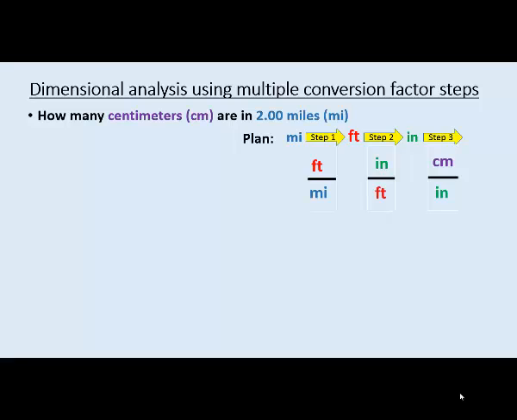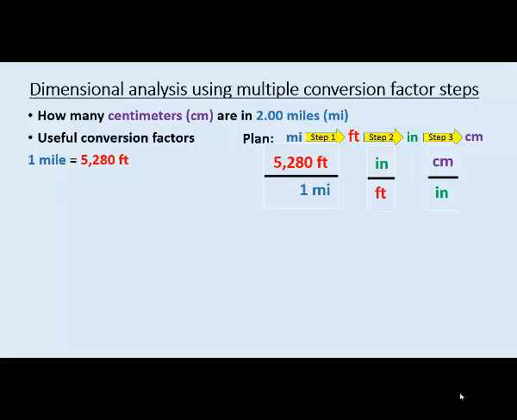So let's consider some useful conversion factors that will help me achieve this plan. The first conversion factor we might look at would be 1 mile having 5,280 feet in it. That would allow me to achieve my conversion for step 1. And then another conversion factor that will relate feet to inches that you should all know is 1 foot is 12 inches. So we can relate that for our conversion factor for step 2.